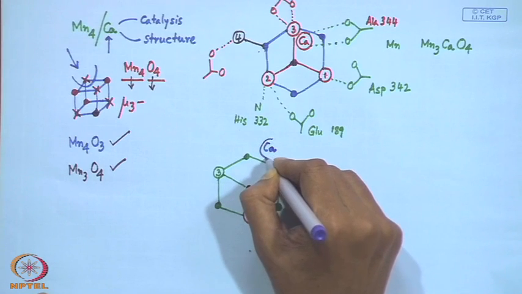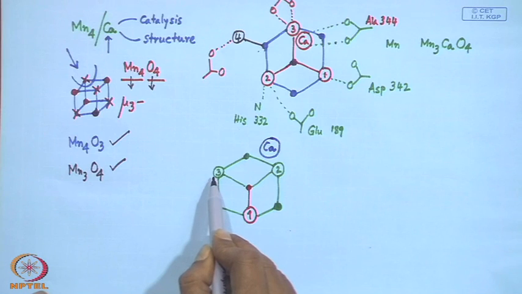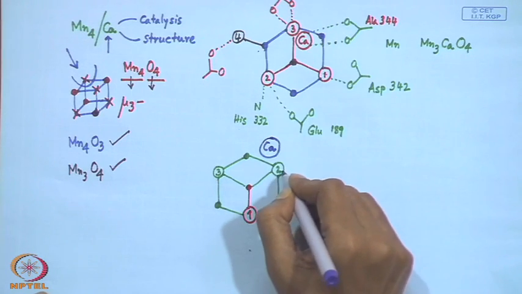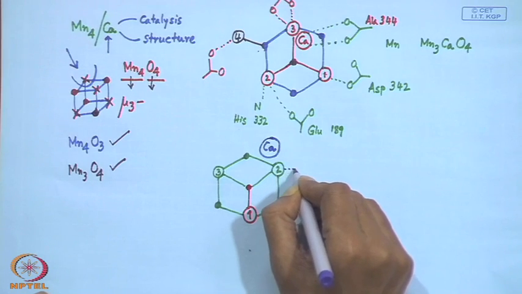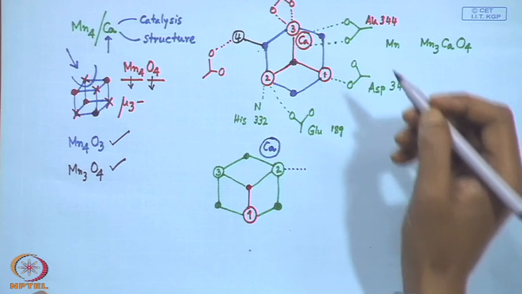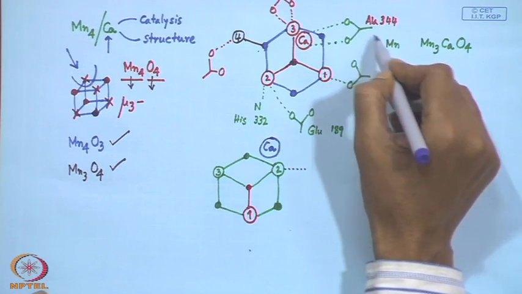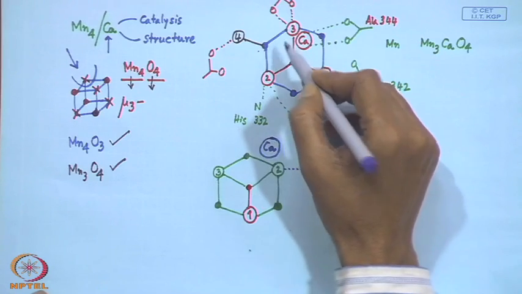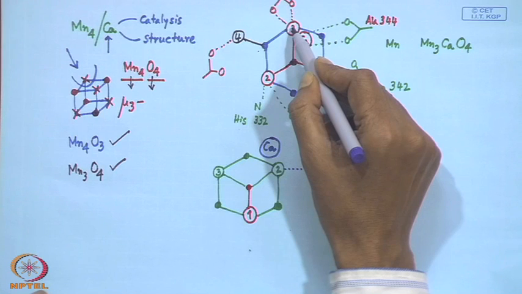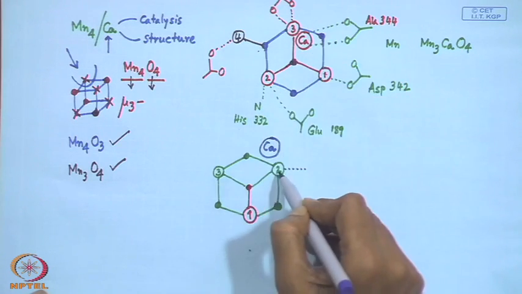Here is now your calcium, which was earlier close to manganese number 3. This was your manganese number 3, and this 2 is basically this group which is attached to the other manganese. So, that means this particular group Lr344. So, basically what we are now labeling is that your manganese center which was here has moved from here to here. This is the manganese position now.